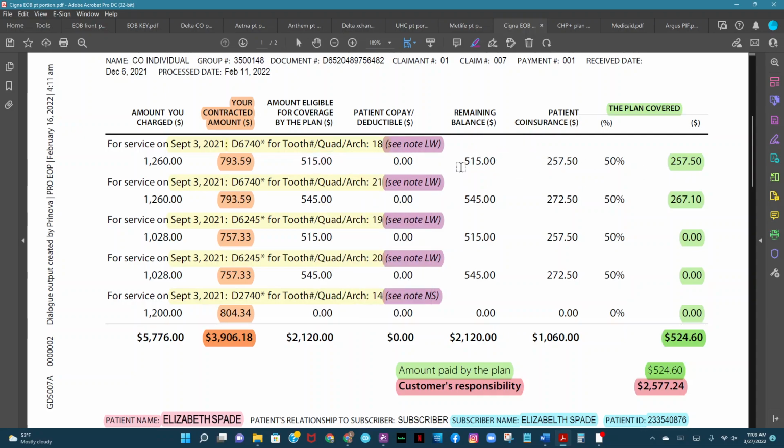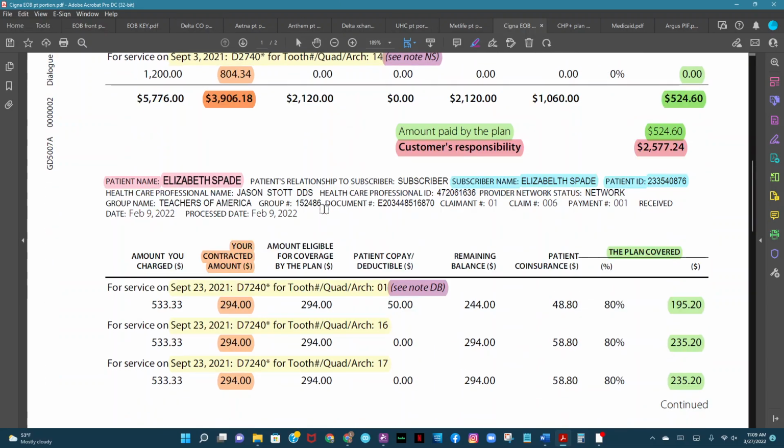So that being said, there is an additional balance because we do have a contracted amount with them. That is why the patient coinsurance does not match the patient responsibility. Now, not all of the MetLife EOBs are like this, or I'm sorry, the Cigna EOBs are like this, okay?